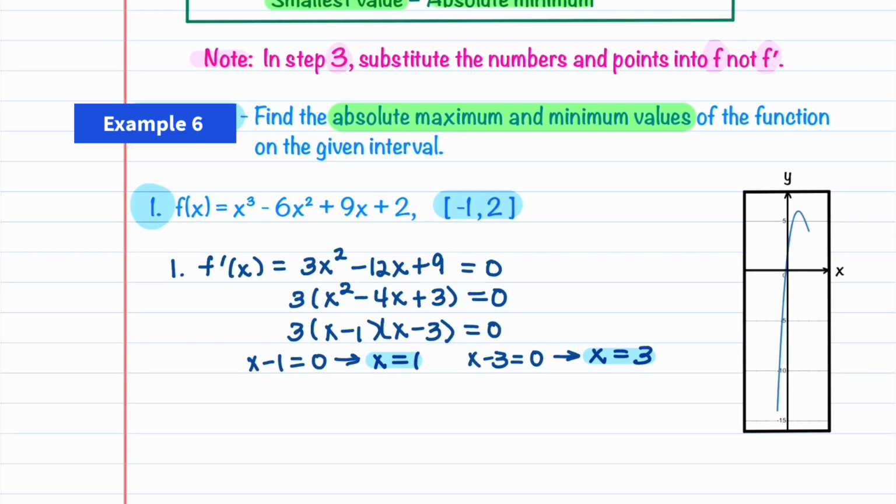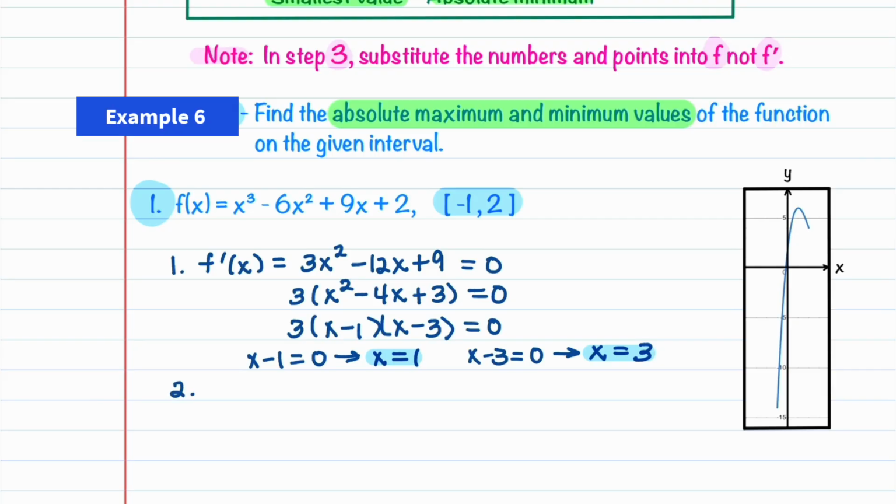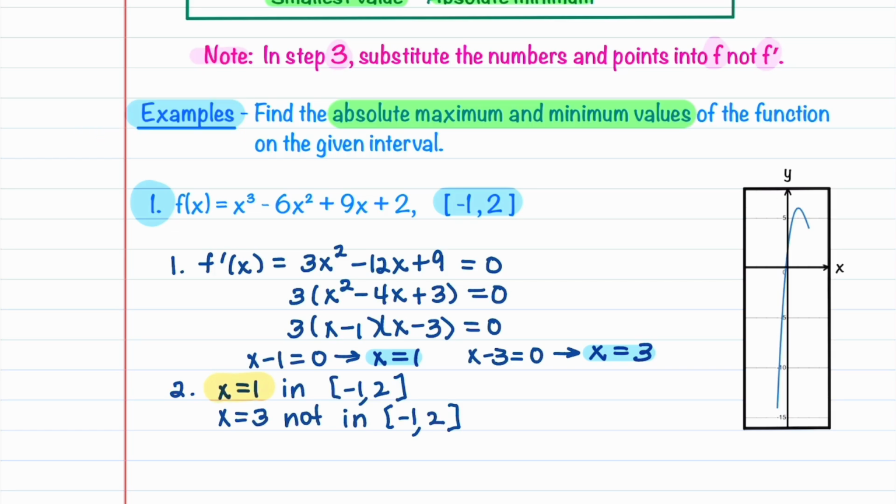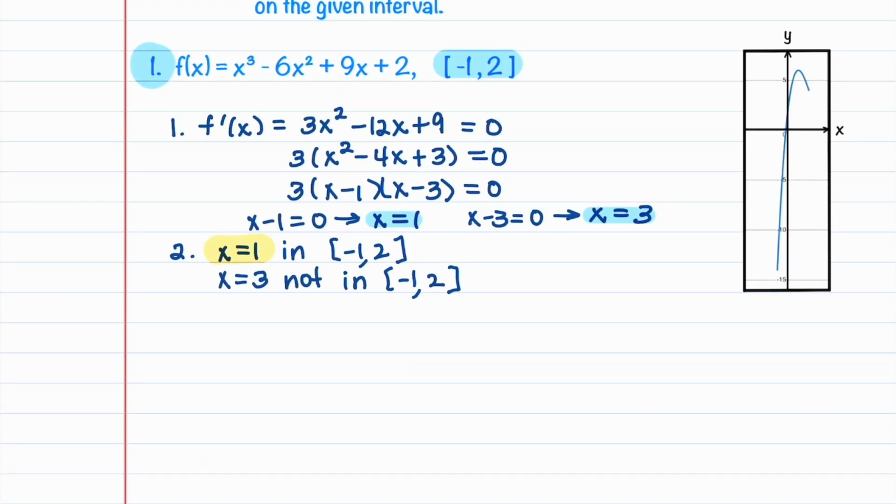Our second step is to check if each of these critical numbers is in the interval from -1 to 2. X is equal to 1 is in the interval from -1 to 2, but x is equal to 3 is not in our interval from -1 to 2. Let's highlight this number because that is a number where we're going to potentially have a max or a min. Let's go to step 3.